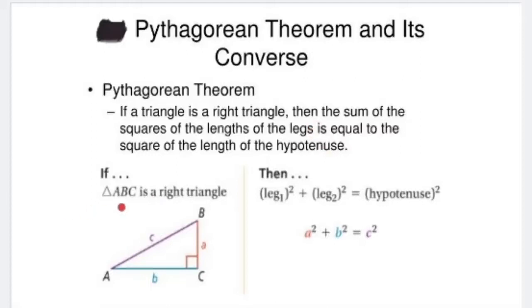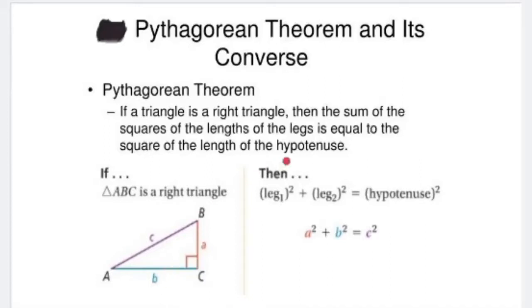That is, if triangle ABC is a right triangle, that means here angle C is 90 degrees, then leg 1 square, leg 1 means here A, square plus leg 2 means B, B square equal to hypotenuse square. Hypotenuse means here C, that is AB here. So this is for easy understanding. Here leg means the two sides other than hypotenuse, that we call leg 1 and leg 2. One of them we can take as leg 1, the other one is leg 2.